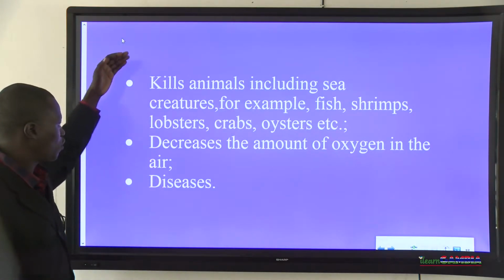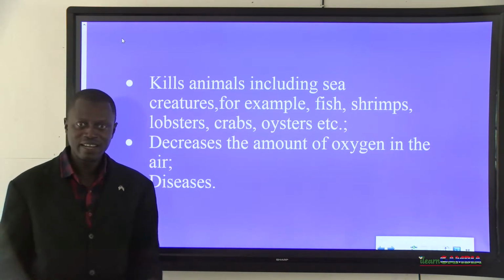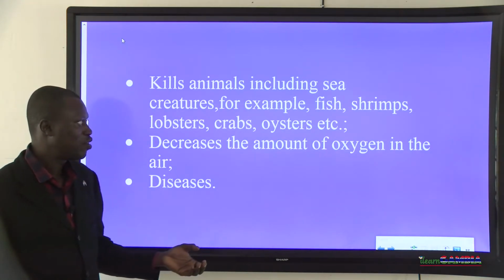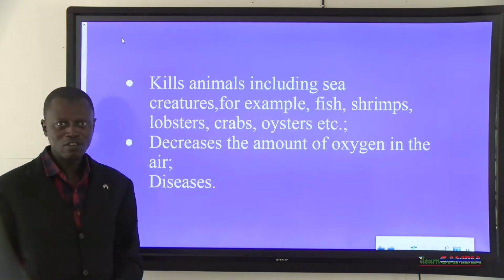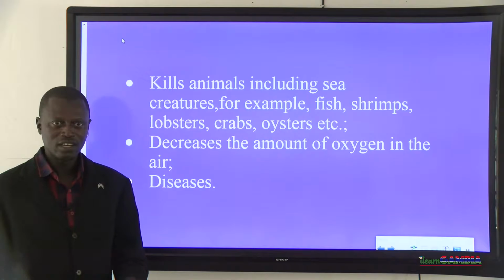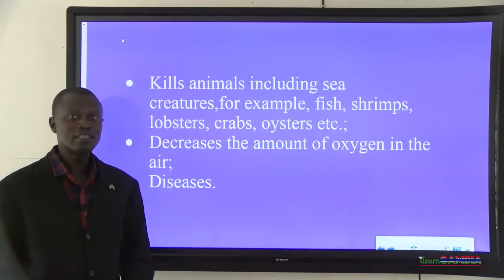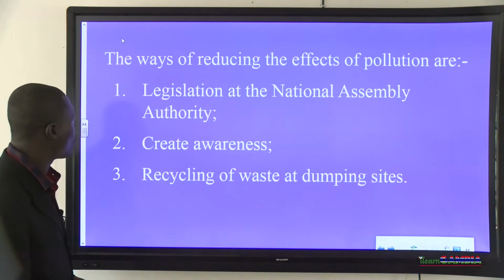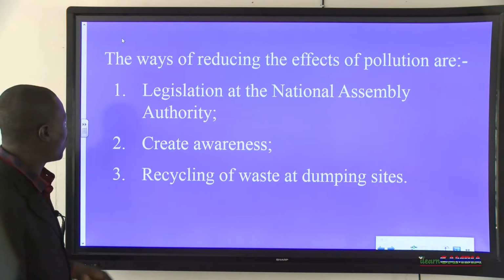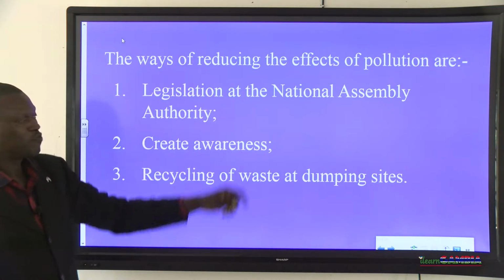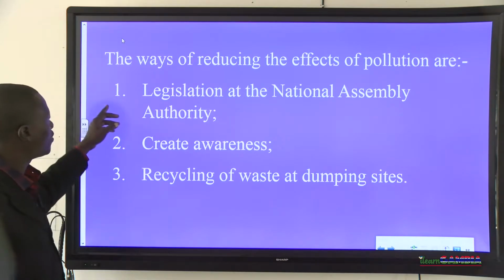Obviously, some of these pollutants can be prevented. There are various methods of preventing them or even minimizing them seriously. And among those methods, we have reduce, reuse, and recycle, as well as recover. All these are modern methods of reducing the effects of pollution in our environment. Now, here are other suggested ways. The ways of reducing the effects of pollution are: 1.